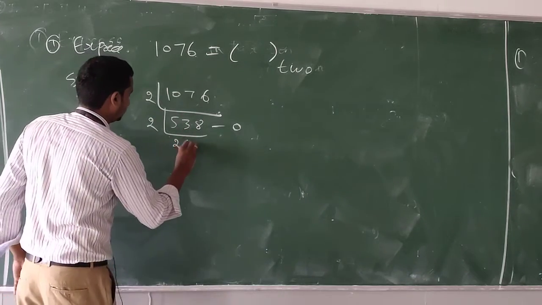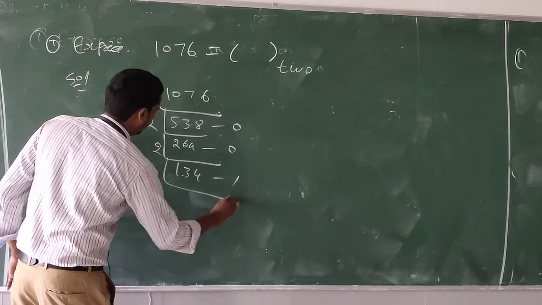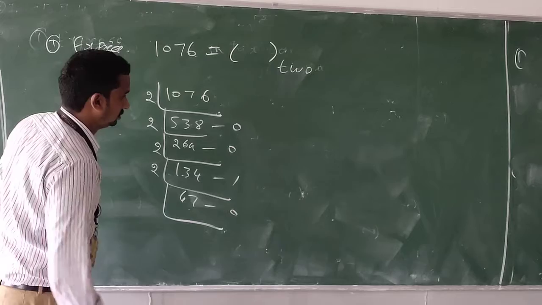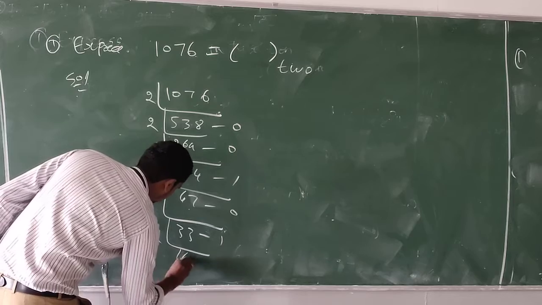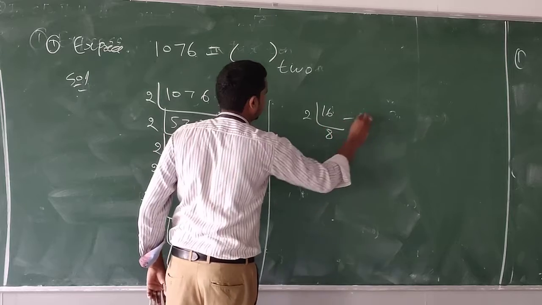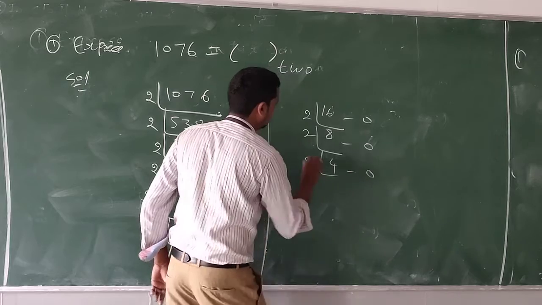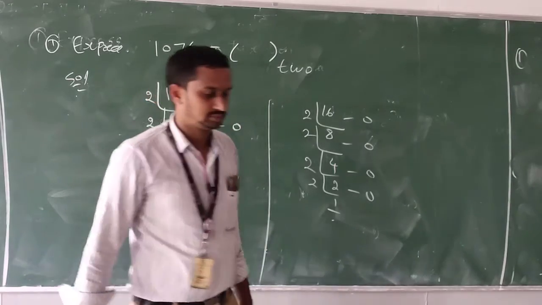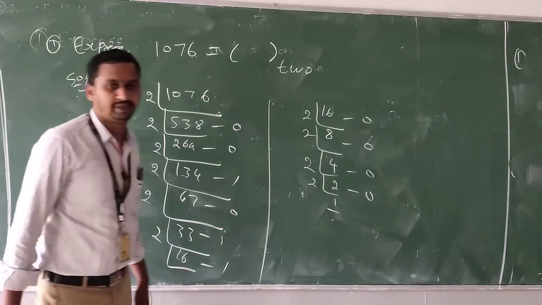So 2 into 269, remainder 0. So 2 into 134, remainder 1. So 2 into 67, remainder 0. Now divided by 2 into 33, remainder 1. 2 into 16, remainder 1. Continuing, 16 divided by 2 into 8, 0. 2 into 4, 0. 2 into 2, 0. Here 2 into 1, remainder 1. Okay.